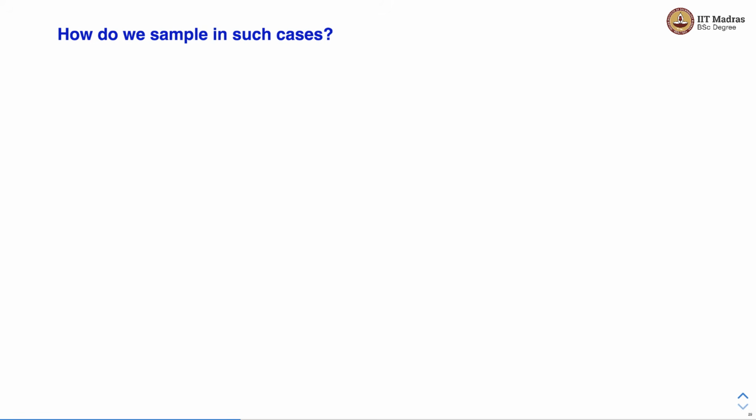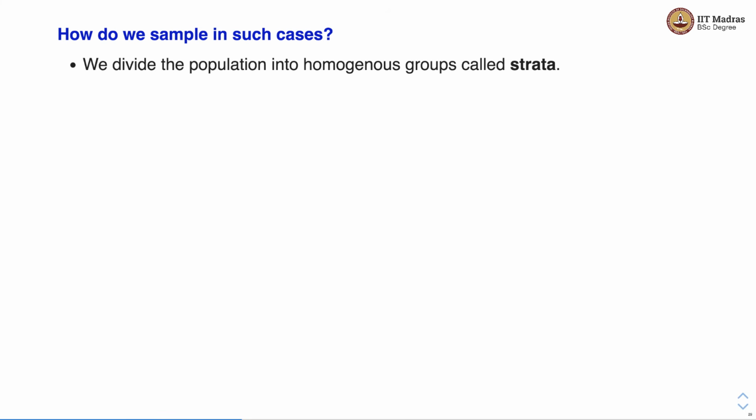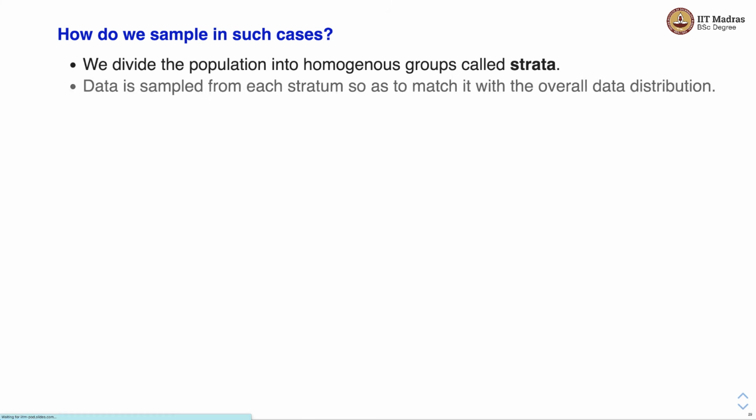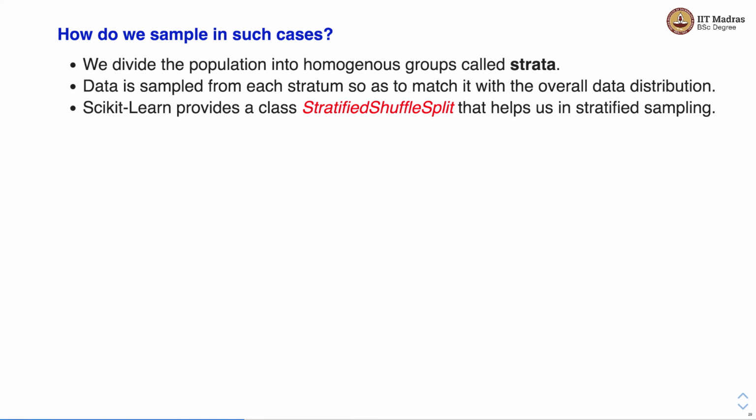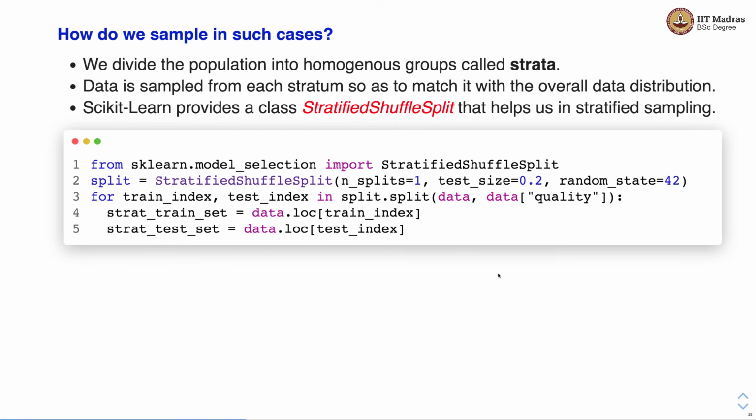So how do we sample in such cases? We divide the population into homogeneous groups called strata. Data is sampled from each stratum so as to match the overall data distribution. Scikit-learn provides the StratifiedShuffleSplit class that helps us in stratified sampling. StratifiedShuffleSplit is also present in sklearn.model_selection. We need to provide the number of splits, the size of the test set, and the random state, just like the train test split function.